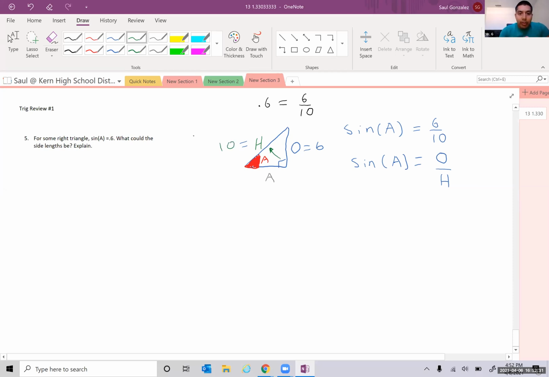Right now, we're wondering what could the other side lengths be? So this is A here. So we can solve this using the Pythagorean theorem, right? We have two sides and we need to look for the other side. So we can go that route, or we can also notice that this triangle looks very familiar to this other triangle right here. If we remember, previously we've seen this triangle before. This triangle had sides 5 for the hypotenuse, 3 on one leg, and 4 on the other.